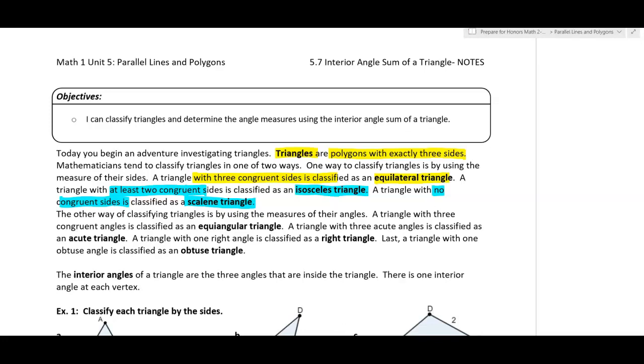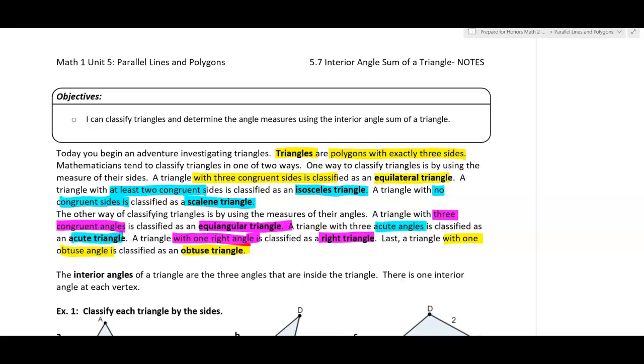Now, we also classify them by their angle measures. If all three angles are congruent, we say it's equiangular. If it has at least one right angle, or at least one 90-degree angle, we say it's a right triangle. And if it has at least one obtuse angle, we say it's an obtuse triangle. If all three angles are less than 90 degrees, that means all the angles are acute, and it would be an acute triangle.